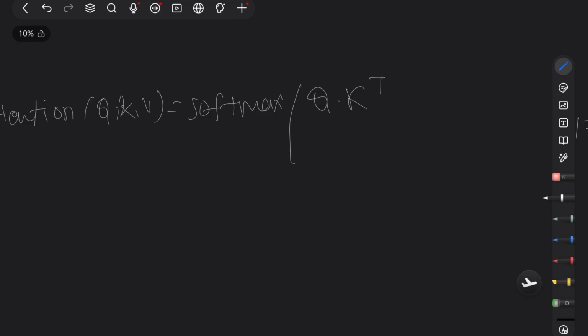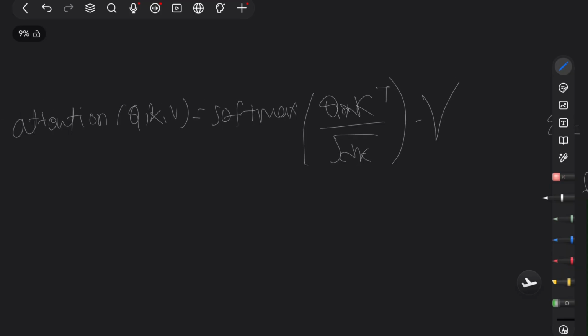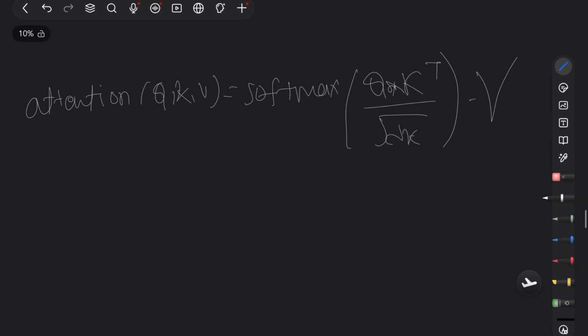So in summary, attention of Q, K, V is softmax of Q K transpose divided by root dk, multiplied with V. So this is the main formula of attention. And after this, we need to know about a concept that is required, that is multi-head attention.